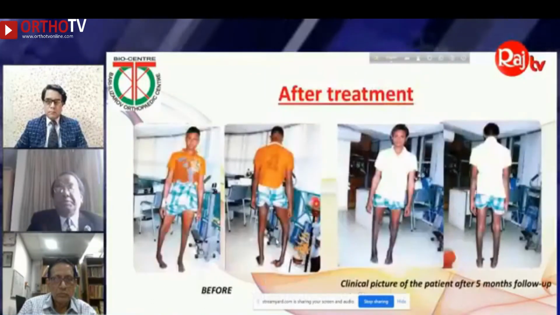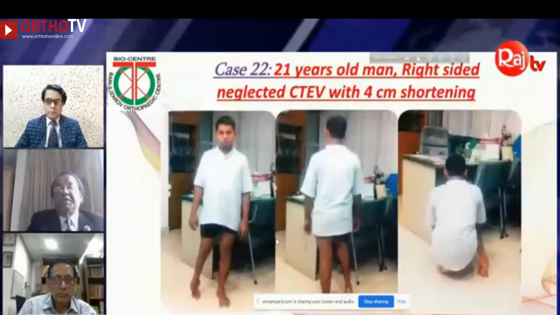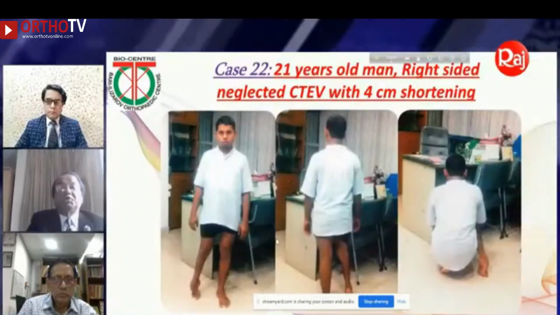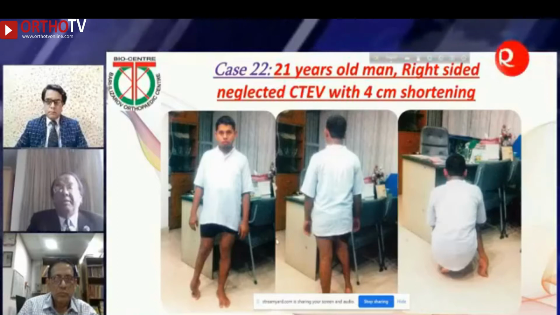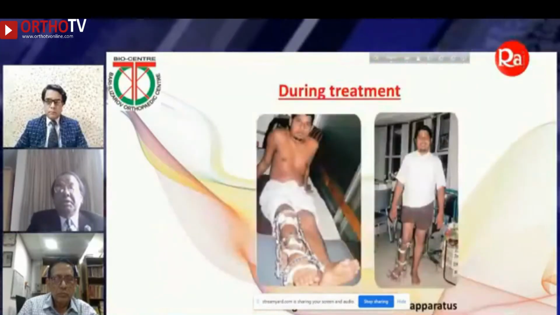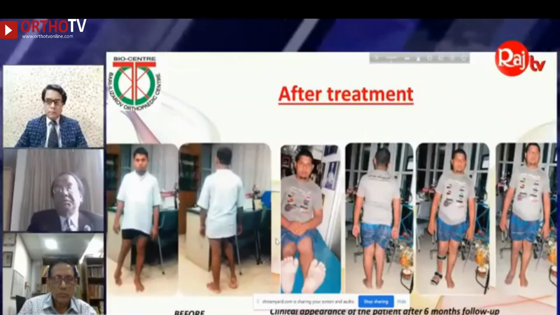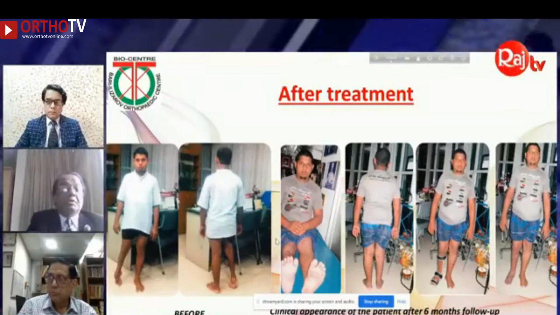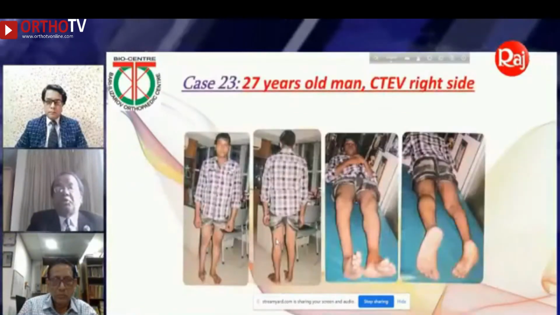And then put the apparatus. Now you can see the clinical picture, 4 centimeters shortening, 21 years old man with CTEV, and then corrected. This is of the treatment. You can see left and right side, you can just compare.